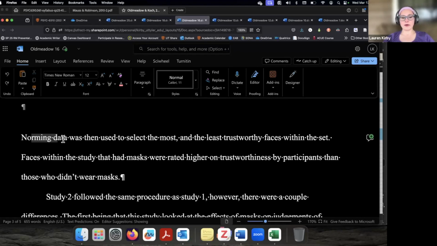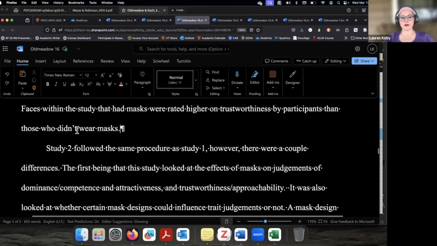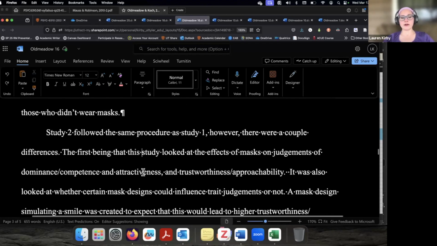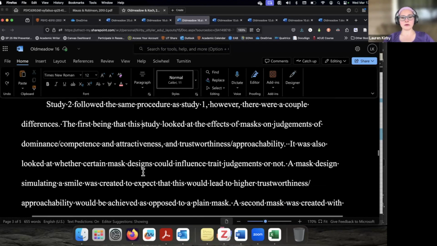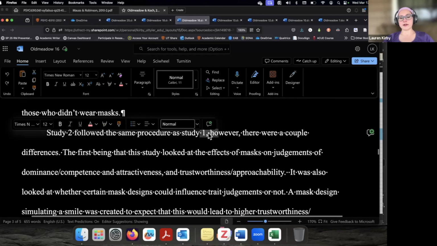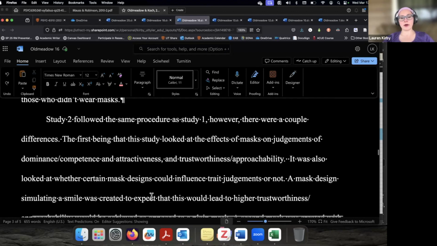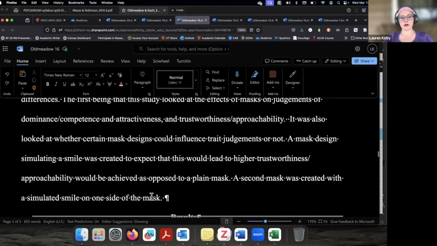And again, your audience probably doesn't know what norming data is, so you can probably describe that in a different way. Don't use contractions in formal writing. This is a run-on sentence. You need a semicolon instead of a comma here, or an em dash or a period would work.